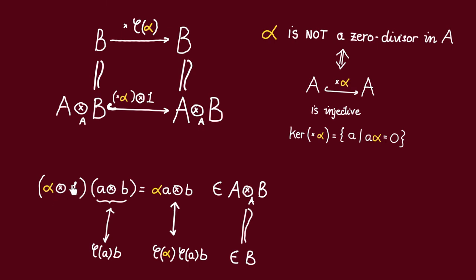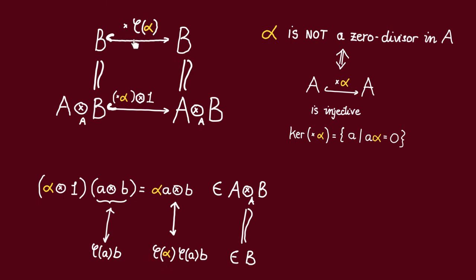Indeed, observe what this multiplication does to a simple tensor. It maps the tensor a tensor b to alpha a tensor b. Now, under the identification of this tensor product with B, we see that this simple tensor just corresponds to phi(a) multiplied with b, and this simple tensor corresponds to phi(alpha) multiplied with phi(a) multiplied with b. So we see that this map here corresponds to multiplication by phi(alpha).